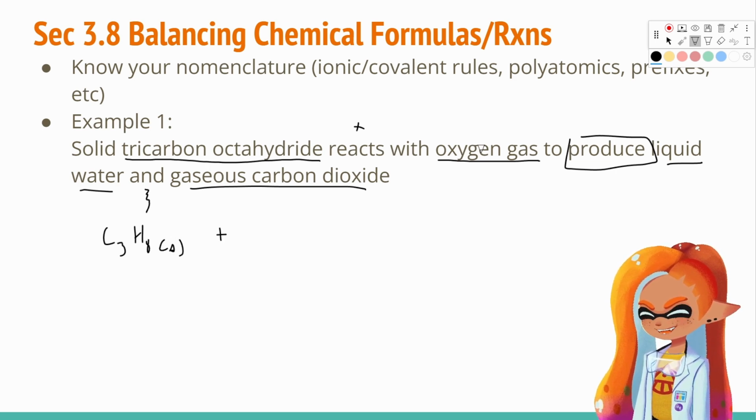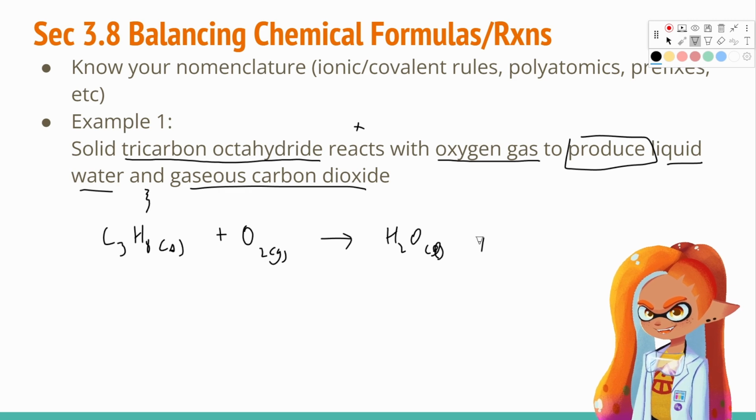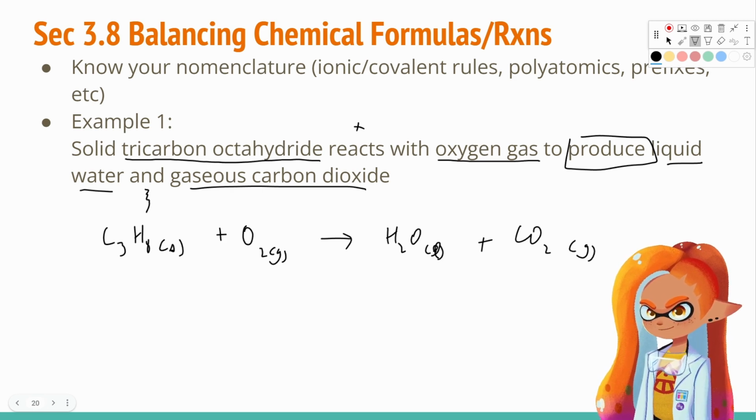It's reacting with oxygen. Oxygen is part of the diatomics, so you want to make sure it's O2, and then it's a gas, so I put that little G. Then I'm producing liquid water, so water's just H2O, and then put a little L for liquid. That's a cursive L, because normally you write the state of matter in cursive. And then carbon dioxide is CO2, and then it's a gas, so I put a little G. Cool. So that is the reaction based off the nomenclature that was given in the question.